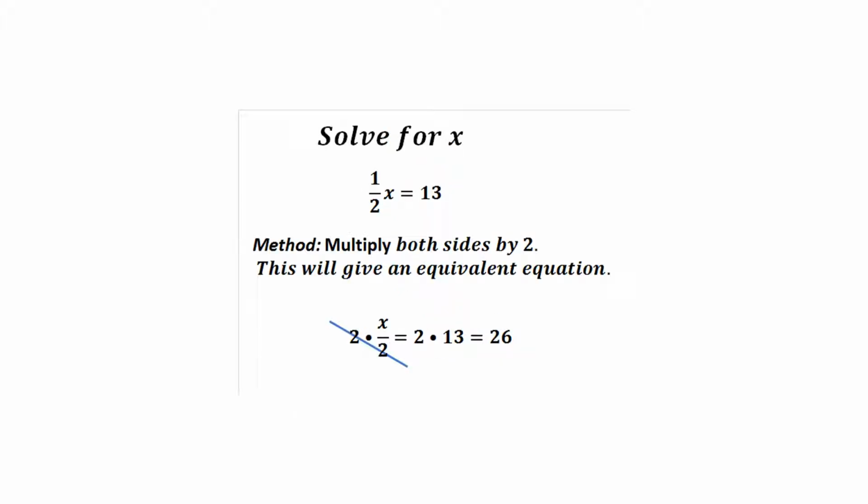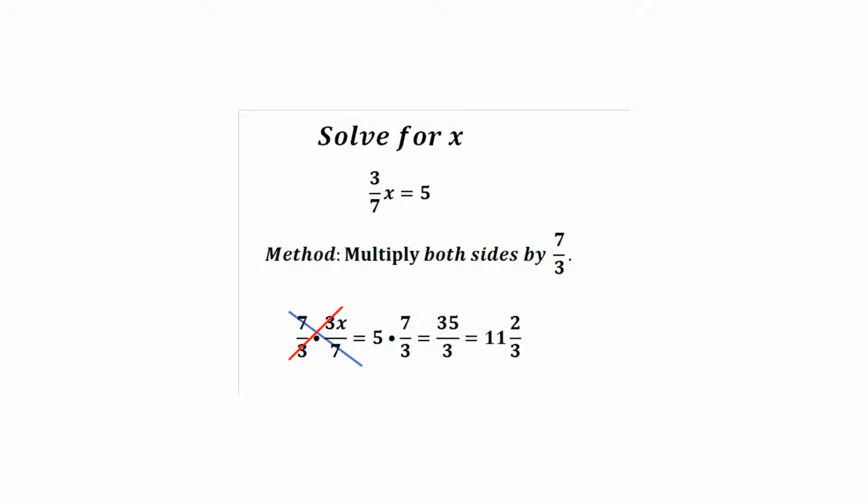In this equation, we have a half times x is 13. Multiply both sides by 2. This will give an equivalent equation. 2 times x over 2, the 2's cancel, is equal to 2 times 13, which is 26. X equals 26.